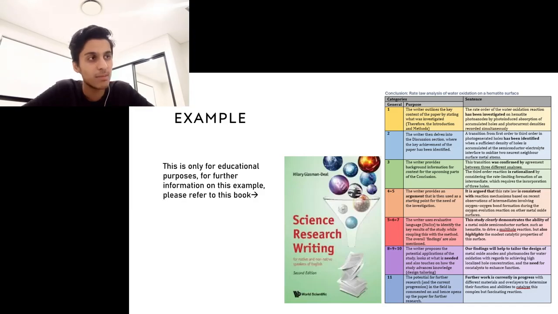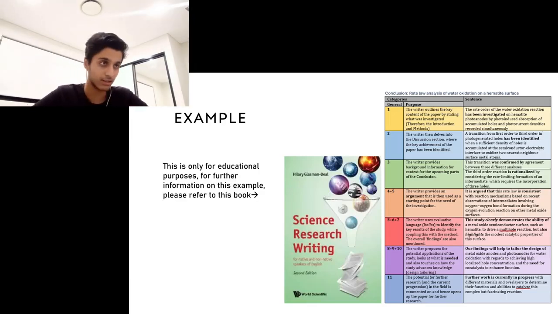I can say this study demonstrates the ability blah blah blah, but what they've done here is that they've used evaluative language. They've said this study clearly demonstrates the ability of a metal oxide semiconductor surface such as hematite to drive multi-hole reaction, but also highlights the modest catalytic properties of the surface. So now they're subconsciously making a dent in the reader's brain: look, I want you to look at this piece of information. Don't just look at the graphs, but look at this specific part of the graphs. And so this is what they've done here.